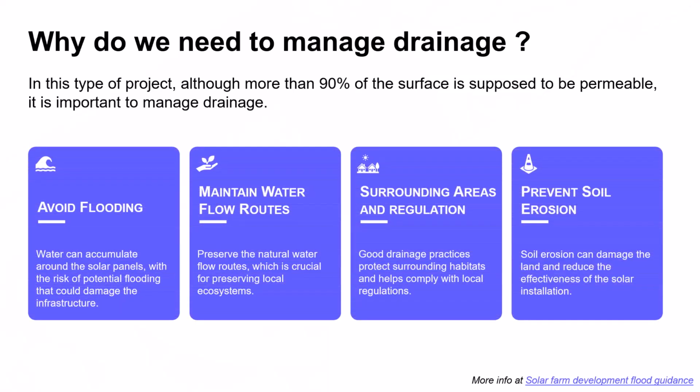So, hydrology, why do we need to manage the drainage in this type of project? We could think that because the surface is permeable, we don't need to manage drainage, but it would be a mistake. For example, it would help avoid flooding, it would help maintain water flow routes, which is important for the environment. We need to think of the surrounding areas as well and prevent soil erosion so that the effectiveness of the solar installation is maintained.